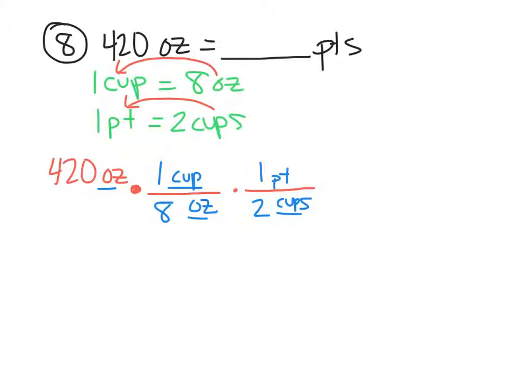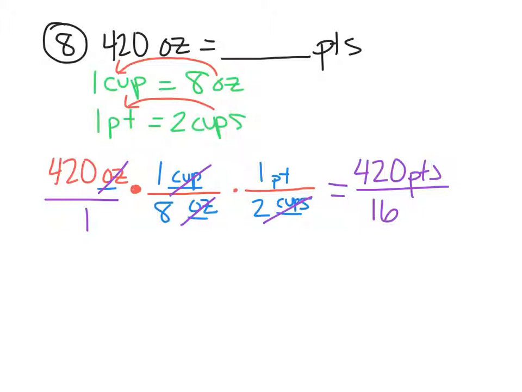Okay, so now we're going to go ahead and multiply straight across. So our ounces cancel and our cups cancel. And on the top you have 420 times 1, which is 420, and this is pints, divided by, on the bottom we have 1 times 8 times 2, which is 16. So then to finish it, we're going to do 420 divided by 16, which gives you 26.25, and the unit would be pints.